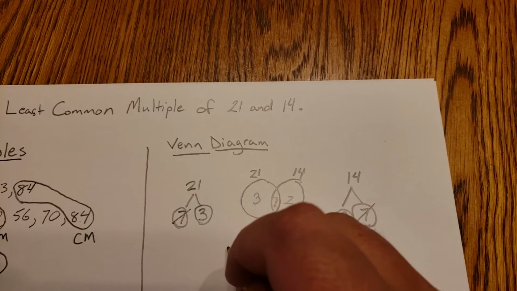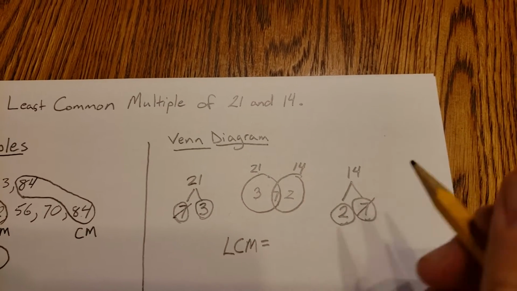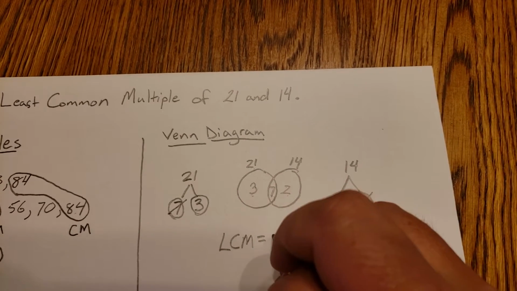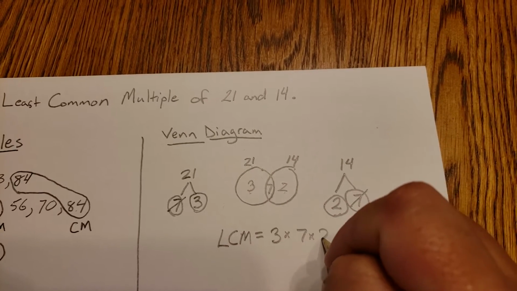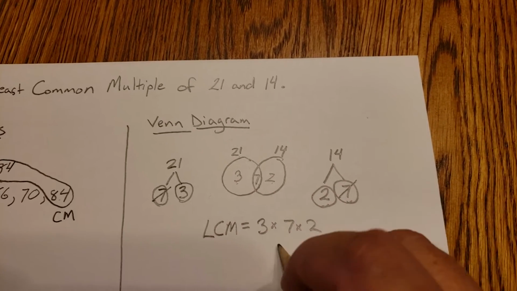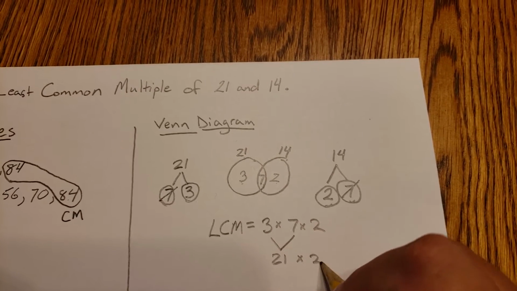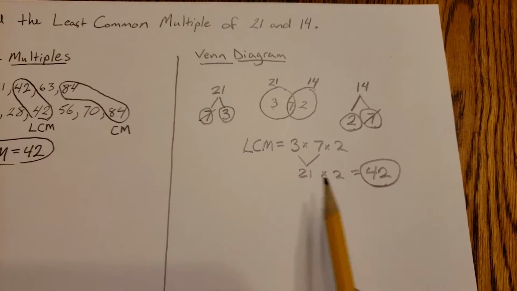Now, with LCM, we are simply going to take the Venn diagram and multiply the three numbers together. So we're going to do 3 times 7 times 2. So 3 times 7 is 21, and 21 times 2 is equal to 42, which is the same LCM that we got right there.